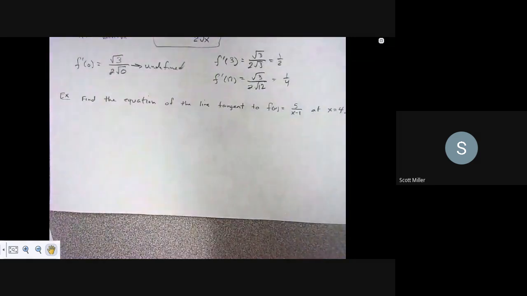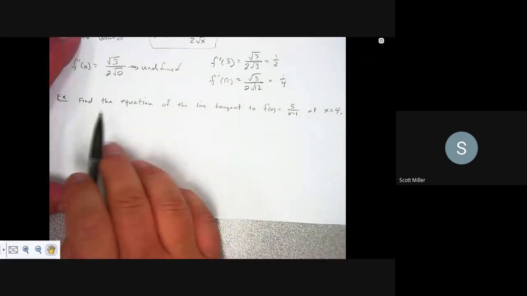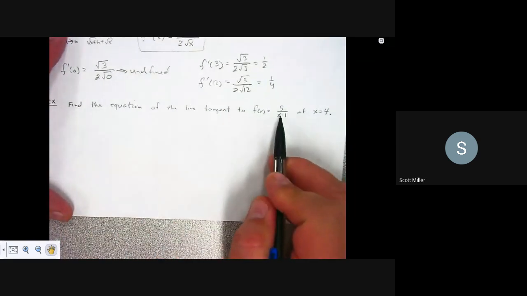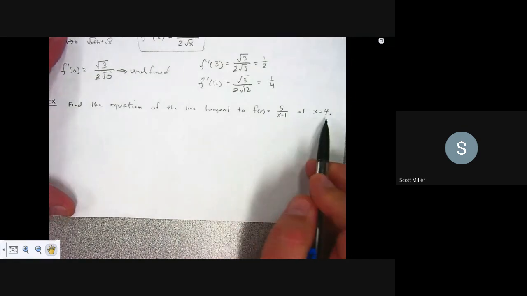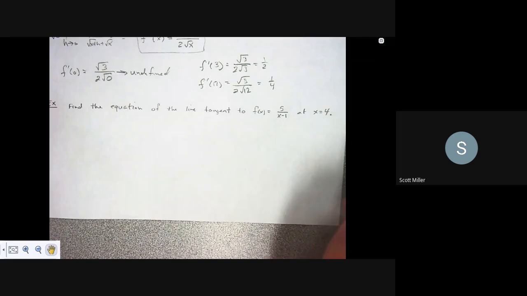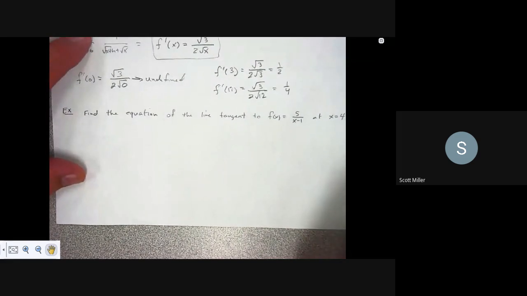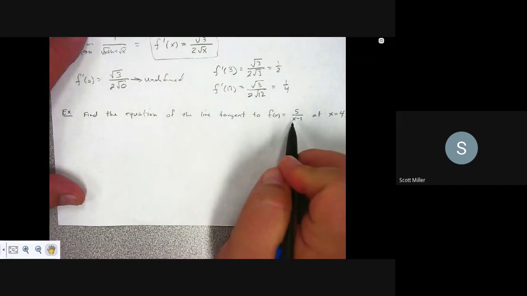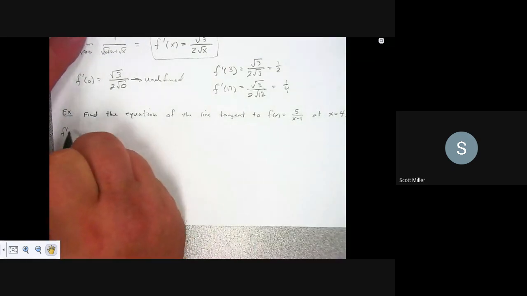All right? So we have one more example, which is where we're going to find the equation of a tangent line. So find the equation of the line tangent to a function f of x equals 5 over x minus 1 at x equals 4. Okay? So to do that, we need to find a point and a slope. So let's start with the slope. What is f prime at 4?